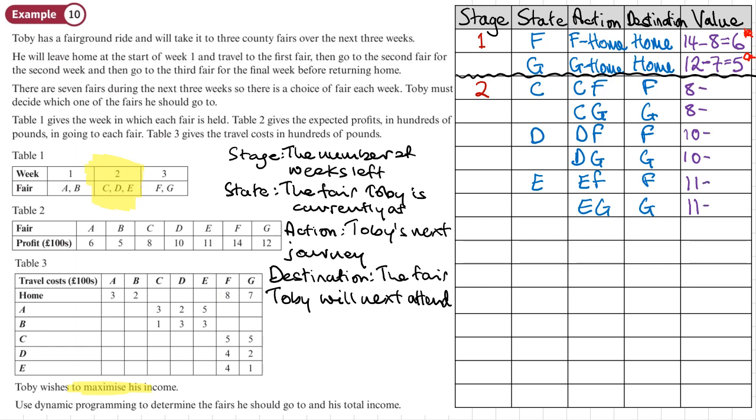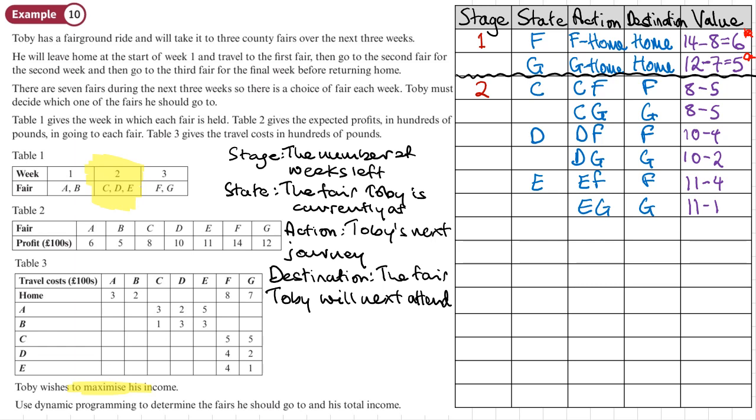So if we start with the first one, travelling from C to F, that's going to be 5. Subtract 5. Travelling from C to G, that's also going to be 5. Travelling from D to F, that's going to be 4. Travelling from D to G, that's going to be 2. Travelling from E to F, 4. And travelling from E to G, cost of 1.